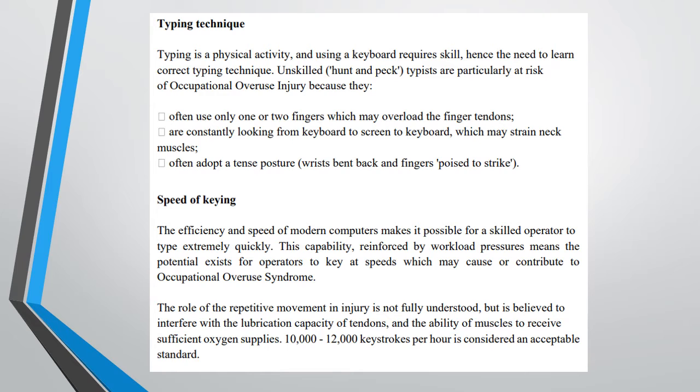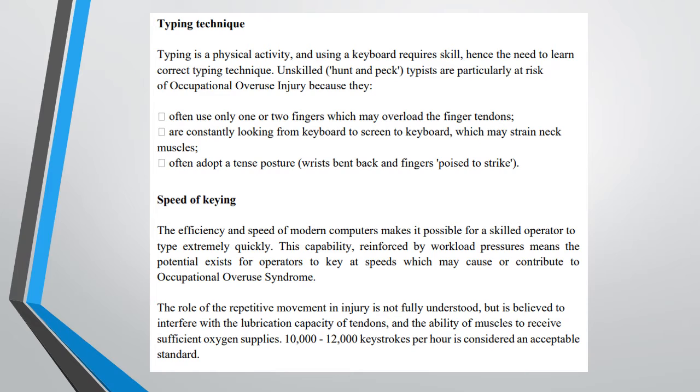Technique. Typing is a physical activity and using a keyboard requires skill. Hence, the need to learn correct typing technique. Unskilled hunt-and-peck typists are particularly at risk of occupational overuse injury because they often use only one or two fingers, which may overload the fingers' tendons, are constantly looking from keyboard to screen to keyboard, which may strain neck muscles, and often adopt a tense posture, wrist bent back, and finger poised to strike.